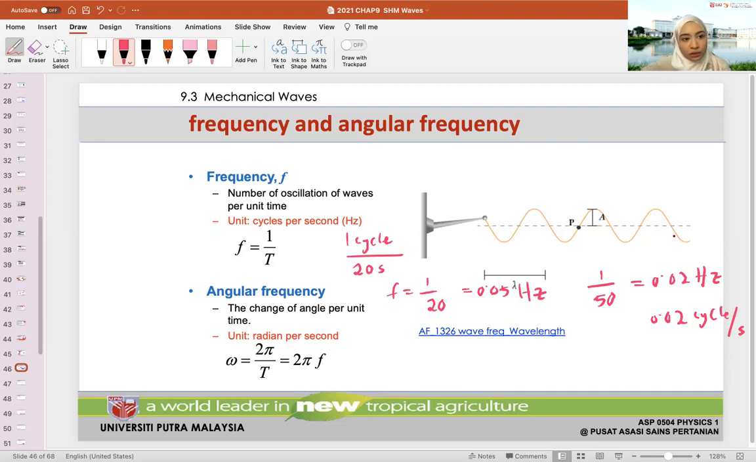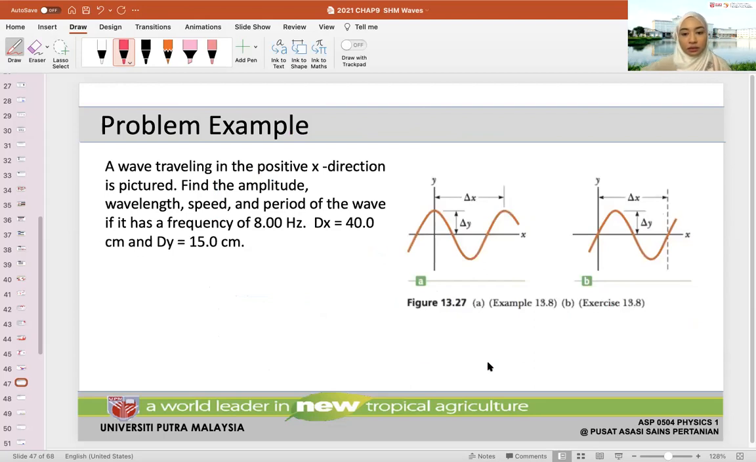And of course, when you have frequency, you also have angular frequency, it's interchangeable. Omega is just 2 pi f. If you know your frequency, you should know your omega. Omega is radians per second, if you don't remember. Okay, so that is it. Next, problem example. Does anyone have any questions before we continue with the problem example? Is everyone still okay?